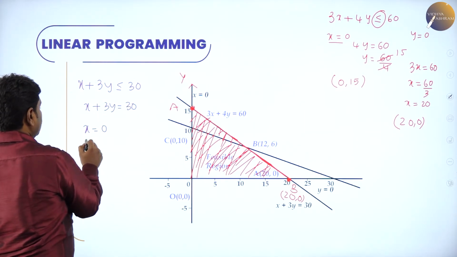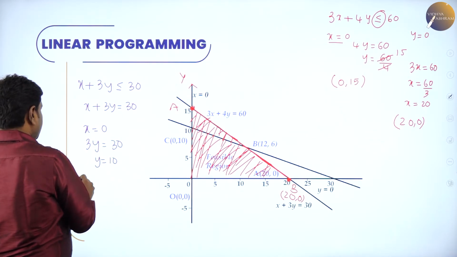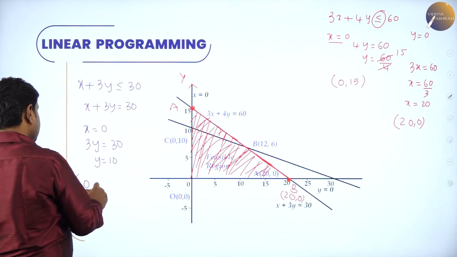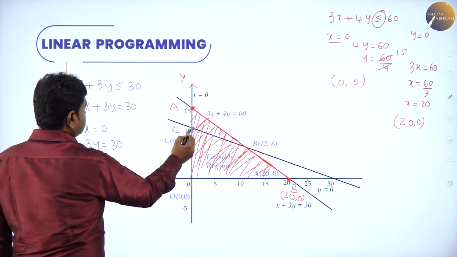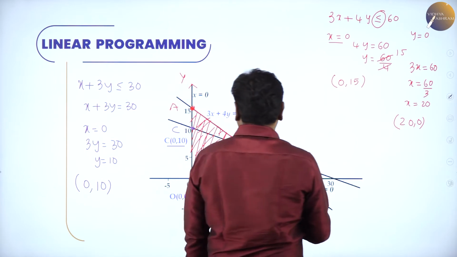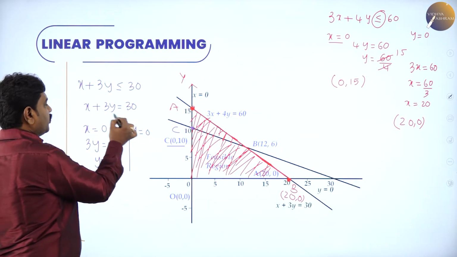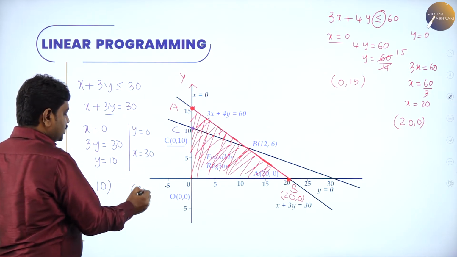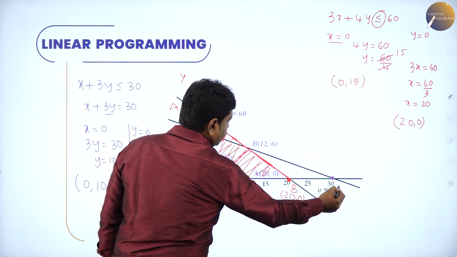If you put x 0, 3y becomes 30, y becomes 10. So point on y axis 0 comma 10. So this is 0 comma 10, we call it C. And another value, put y 0. If you put y 0, x will become 30. So 30 comma 0 is another point. I call it D.